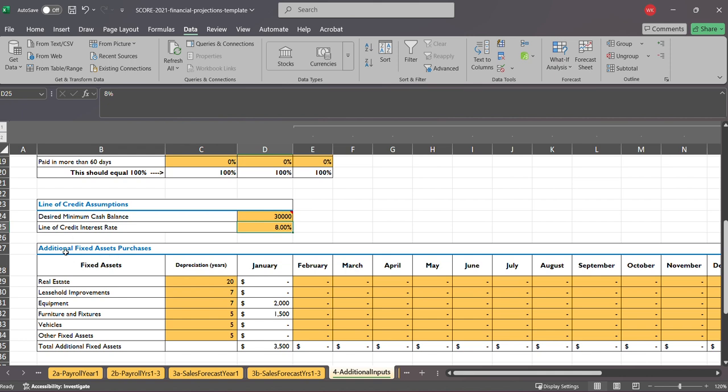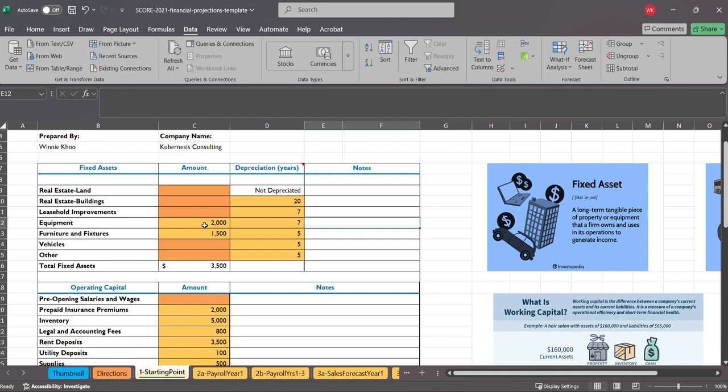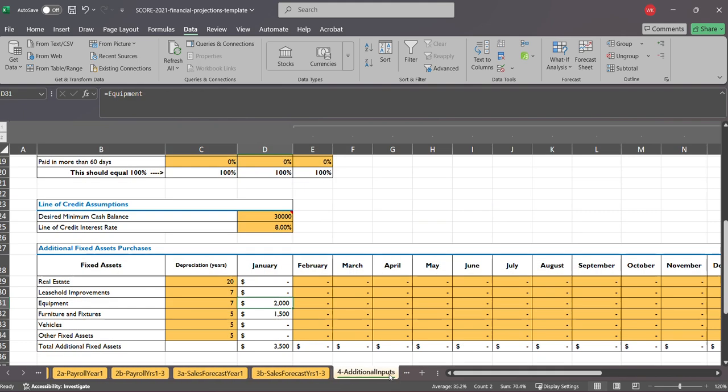And then we're moving into the next section, which is fixed assets. Any additional additions that you'll make. So here in the beginning, we have depreciation in years. I would leave this. This is pretty standard for depreciation. In January, this actually comes from what was originally set up in starting point. So starting point, this was the estimate of how much equipment you need to get started with the business. And so this is just pushing out into here.